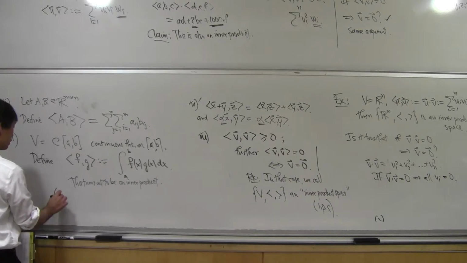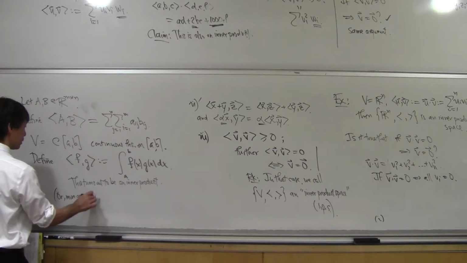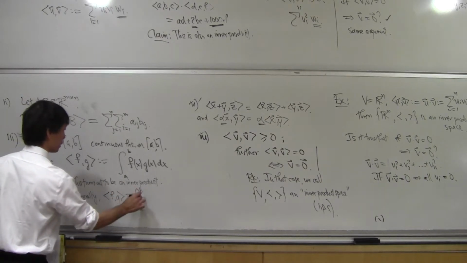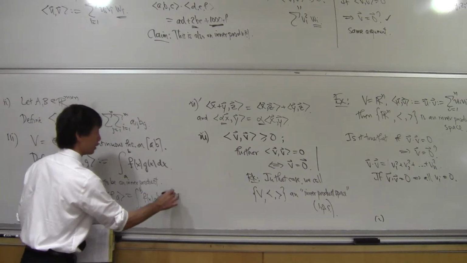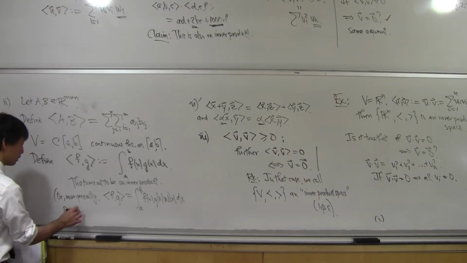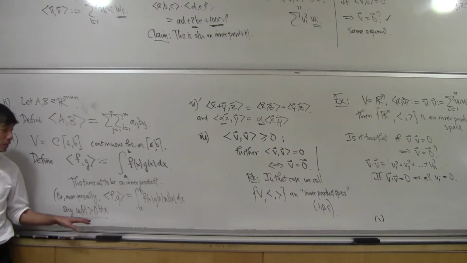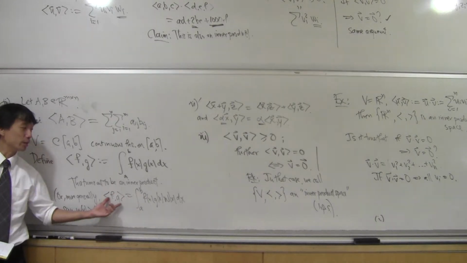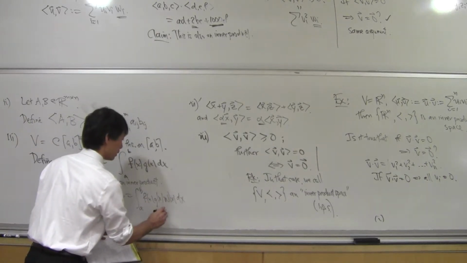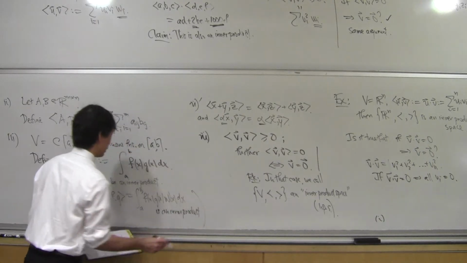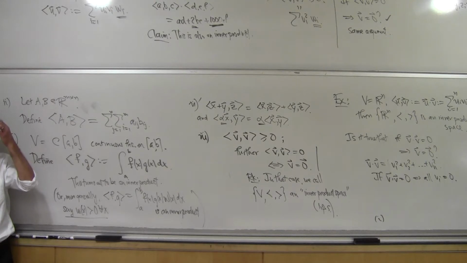Or more generally, suppose we have some function W that's positive everywhere, we can make a weighted inner product for the continuous functions. Is that W parentheses X or W? W parentheses, sorry.